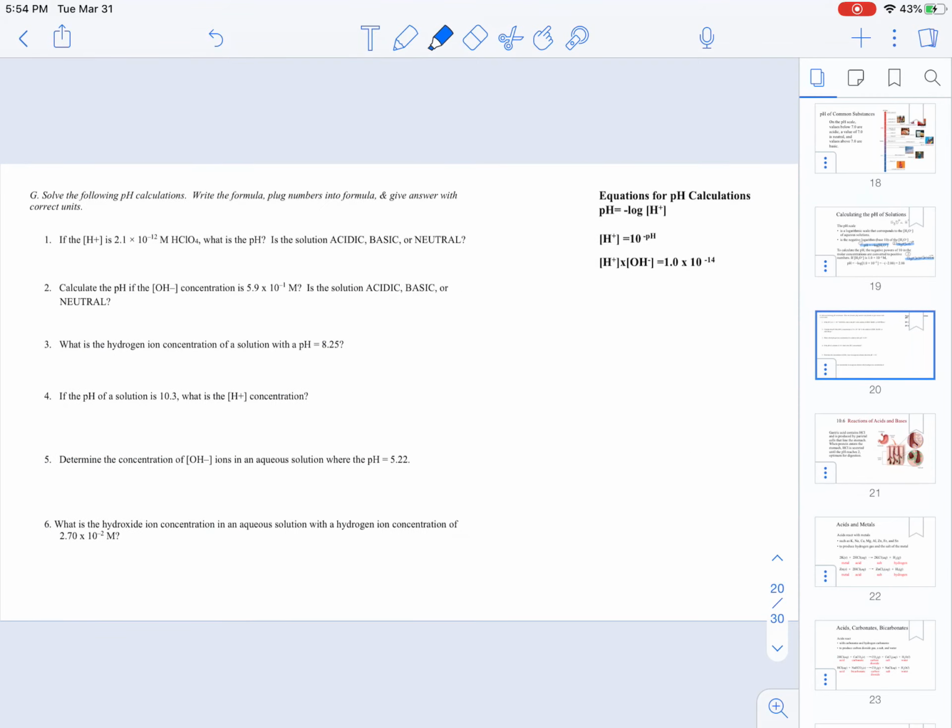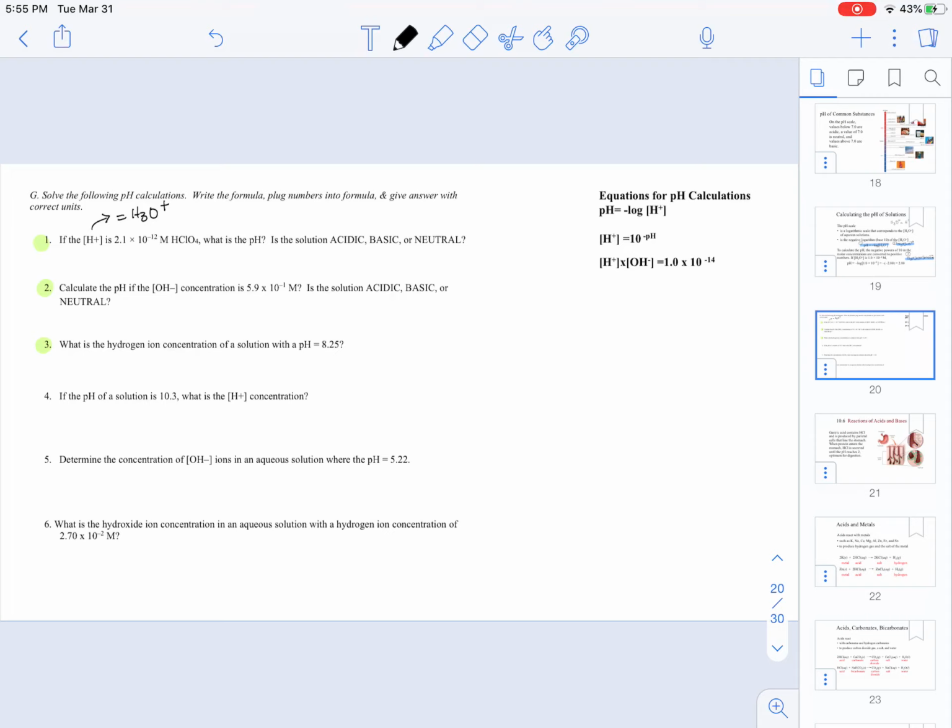As you can see, we are going to move on to part G in the worksheet. I'm going to do specifically problems 1, 2, and 3. Problem 1 reads, if the H+ concentration, and remember H+ is the same thing as saying H3O+, is 2.1 times 10 to the negative 12 for perchloric acid, what is the pH?